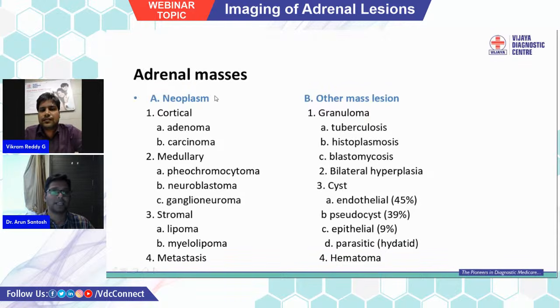So adrenal masses can generally be grouped as neoplasms and other masses. In neoplasms, the cortical ones are adenomas and carcinomas, and the medullary ones are pheochromocytomas, neuroblastomas, and ganglioneuromas. These are the pediatric tumors, along with lipomas, myelolipomas, and metastasis. Granulomatous lesions include tuberculosis and histoplasmosis, and cystic lesions include benign endothelial cysts or pseudocysts and parasitic cysts.